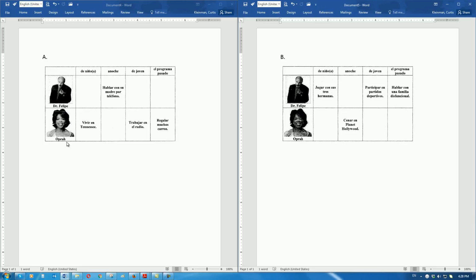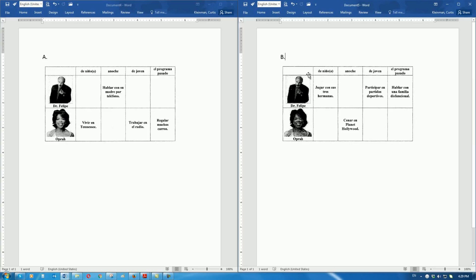They love Oprah, they love Dr. Phil, but they were both distracted during yesterday's programs, and student A missed some elements of Dr. Phil and one element of Oprah, and student B missed one element of Dr. Phil and a few elements of Oprah's programs. So the goal is for them to talk and interact in the target language, in Spanish, to find out what they missed from Dr. Phil and what they missed from Oprah, respectively.